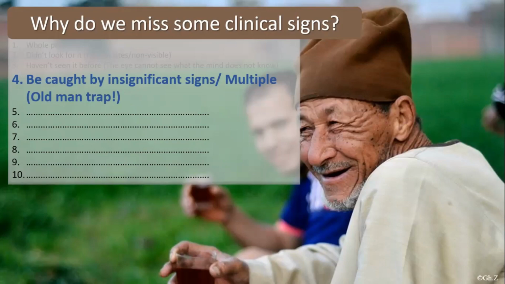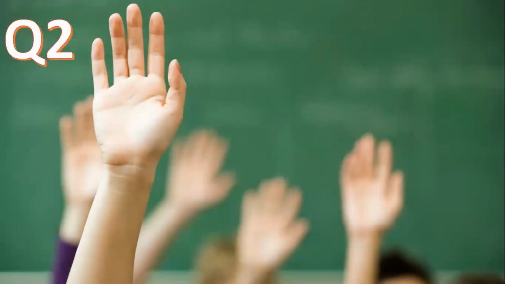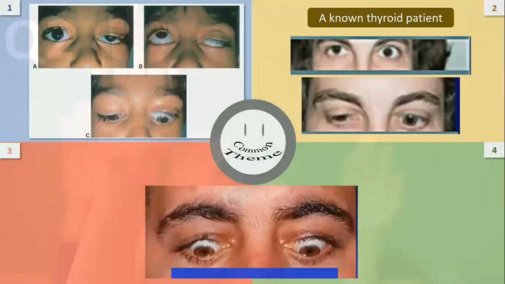Speaking of arcus senilis, if you have arcus in a young age, this is an important sign, not to miss. So you have to differentiate between arcus senilis and arcus juvenilis. Question number 2. I have 13 questions, by the way. Again, what is the common theme?